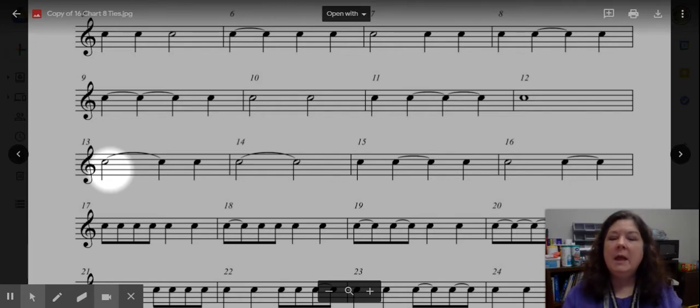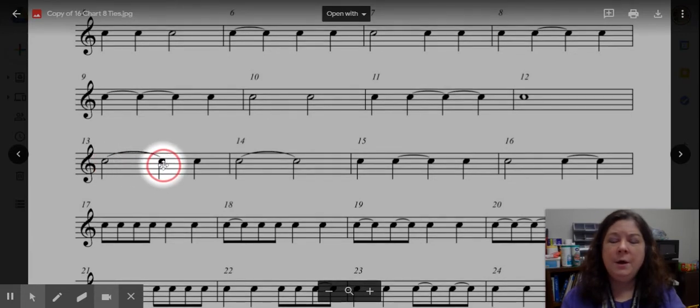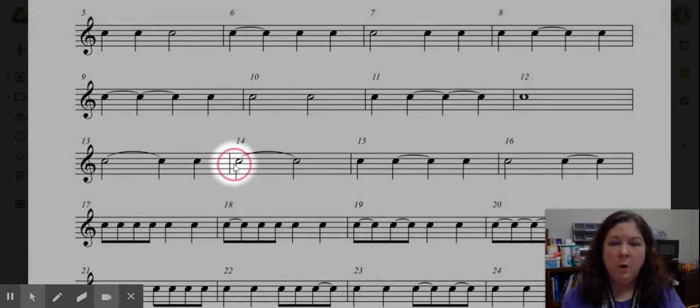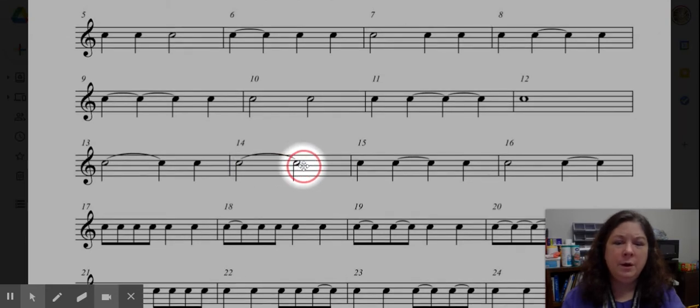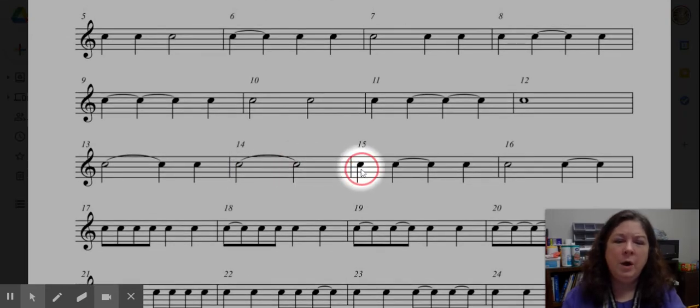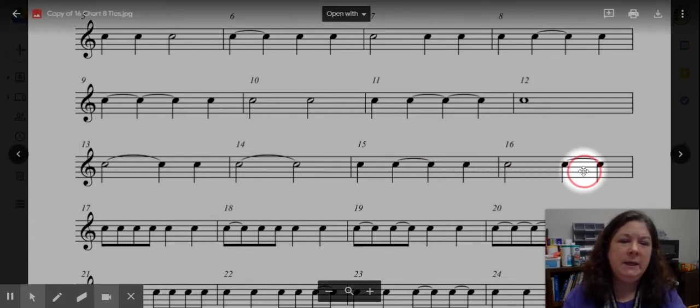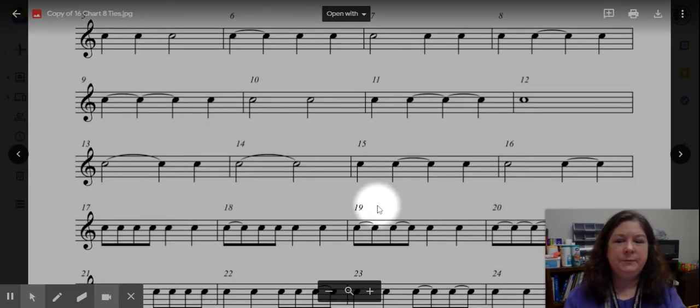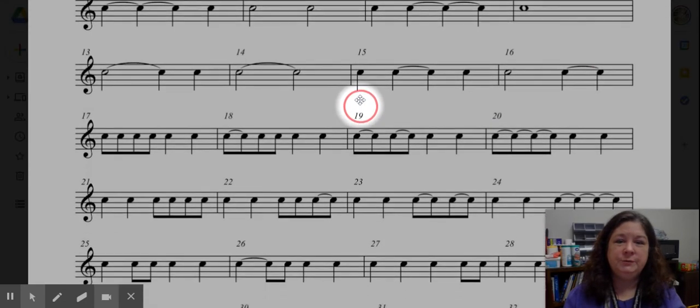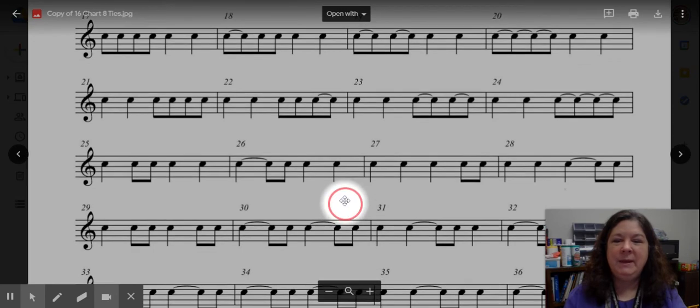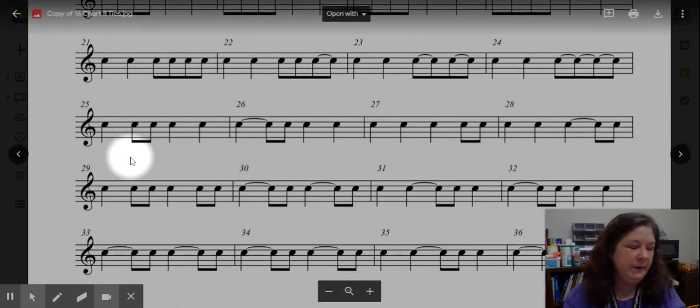Okay, let's put this line together. Sit tall. Down, up, ready, and count. 1, 4, 1, 2, 4, 1, 3. How'd you do? Okay, if this is making sense, let's go on down to line 25.